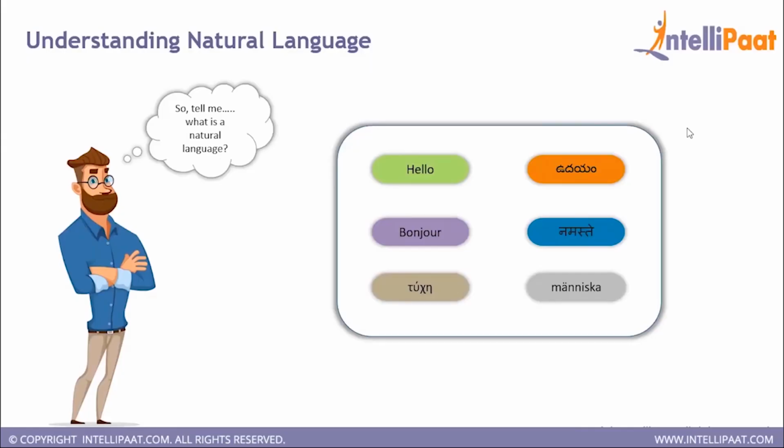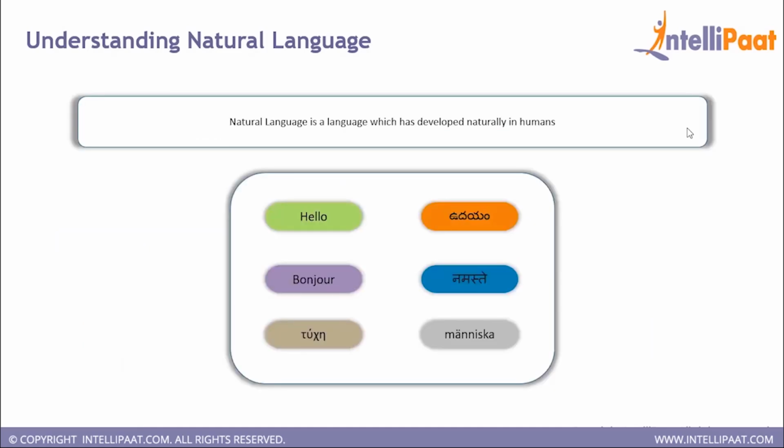So let me start off by asking a very simple question. What do you understand by the term natural language? Well, simply put, natural language is any language which has evolved naturally in humans. So any of these languages, English, Hindi, French, Telugu, or any of the numerous languages which has evolved naturally in humans through use and repetition without conscious planning can be termed as natural language.